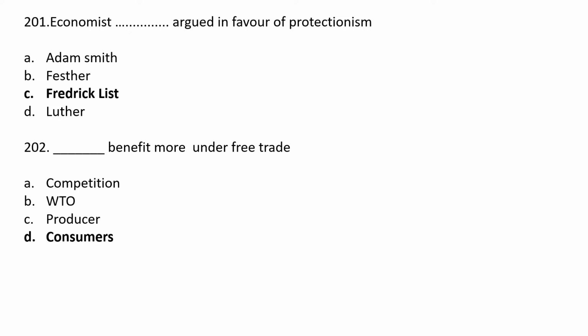Dash benefit more under free trade. Option A competition, option B WTO, option C producer, option D consumer. The correct answer is option D consumer. Consumer benefit more under free trade.